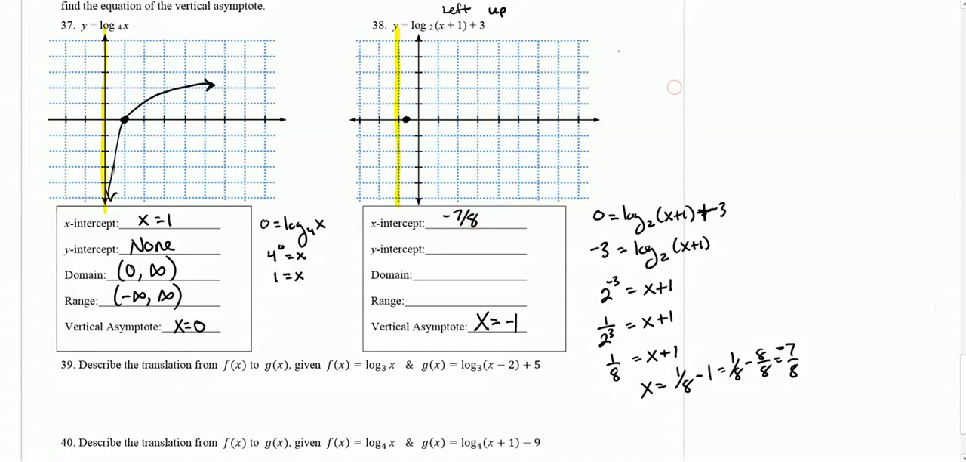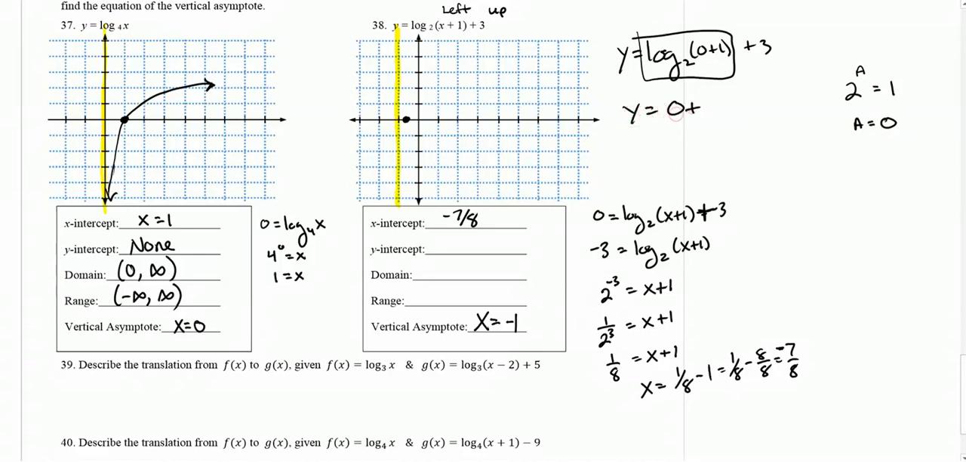For my y-intercept, I'm going to plug in 0 for x, and I get y is log base 2 of 0 plus 1 plus 3. And I want to first find out what the log is. So 2 to what power is equal to 1. So we know that power is going to be 0, so we get y is 0 plus 3, and so that's our y-intercept, 3. So I'll put a point at 3, and so we have this shape here.